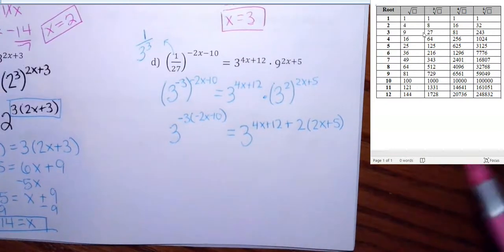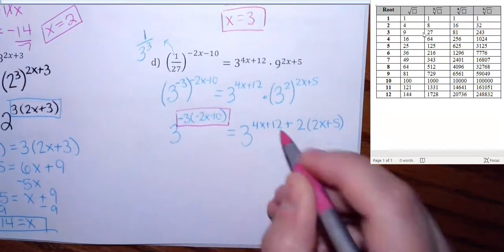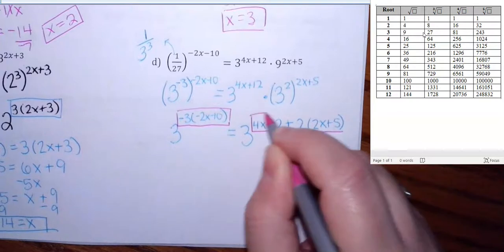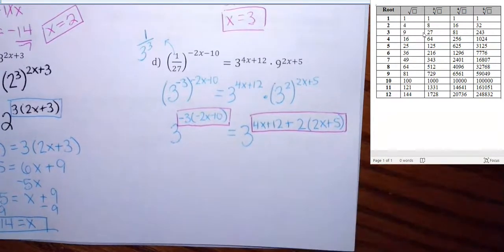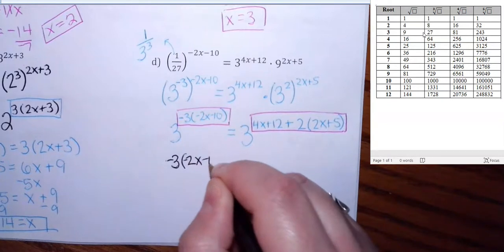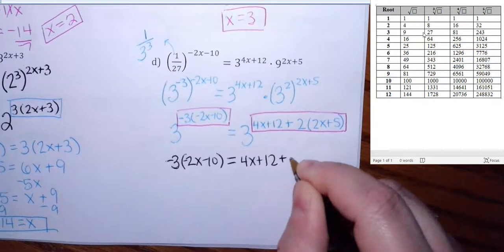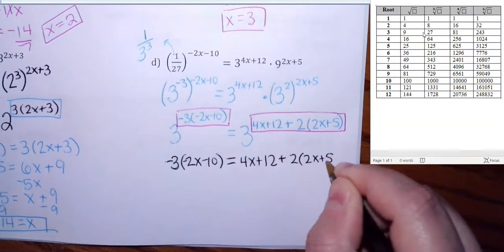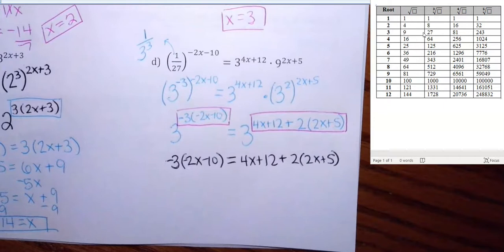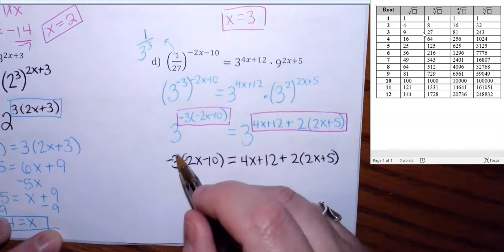So once we've got this all set up, both sides have a base of 3. So if the bases are the same, that forces the exponents to be equal to each other. So here's my equation: 3 times negative 2x minus 10 has to be equal to the 4x plus 12 plus 2 times 2x plus 5. Now, like I said, you can do the distributive property as you go through. These don't have to be all these separate steps, whatever's easier for you. I am going to go ahead and do the distributive property here.